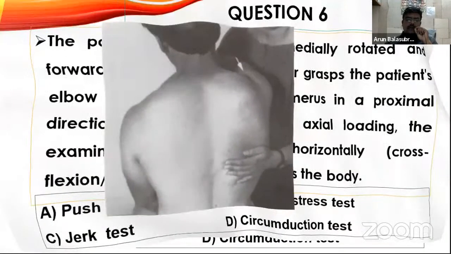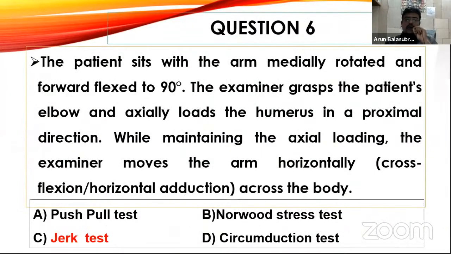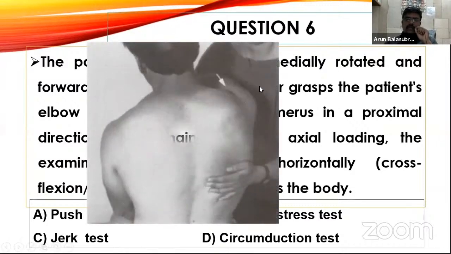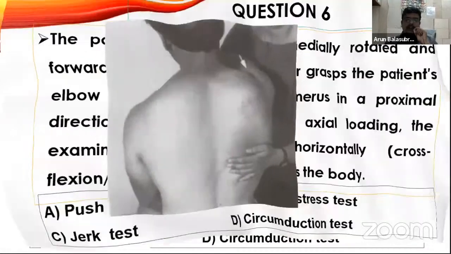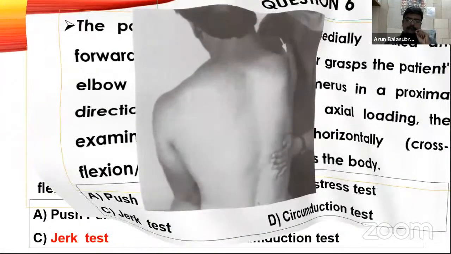So what is the name of the test? A push-pull test, Norwood stress test, jerk test, or circumduction test. This test is usually done to identify posterior instability of the shoulder. When the patient has a posterior instability, we are able to identify it, right? This patient will develop symptoms like pain, or you can find some laxity here. That indicates the posterior instability. So the answer for this test is the jerk test, to identify the posterior instability.